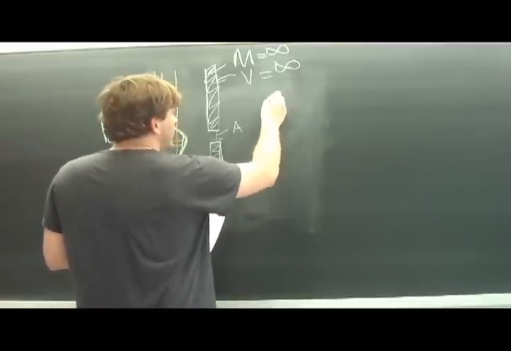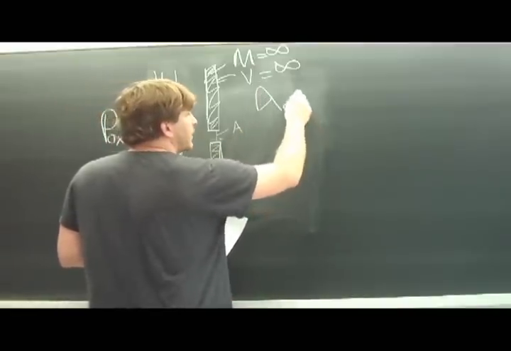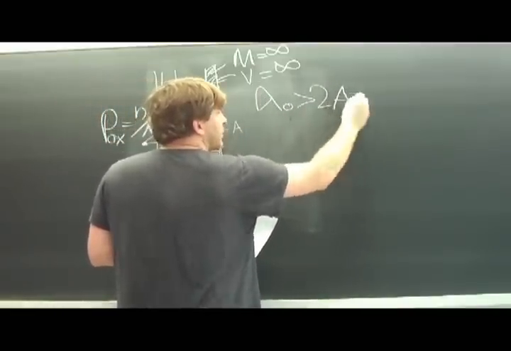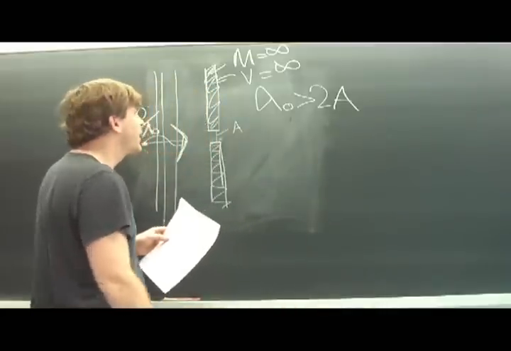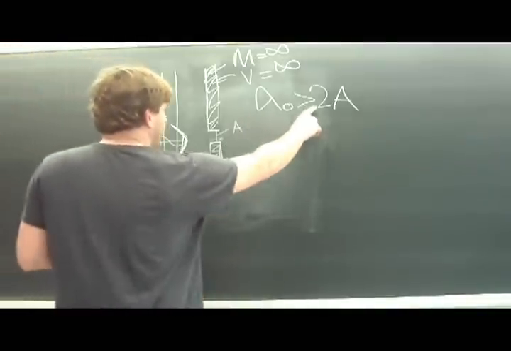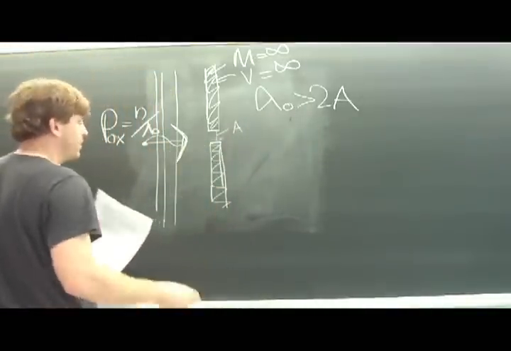So lambda-naught is greater than twice the width of the aperture. Lambda-naught is greater than 2A. Let's check and see that in the camera. Oh yeah. Okay. Lambda-naught is greater than 2A. So this aperture is actually a sub-wavelength aperture.